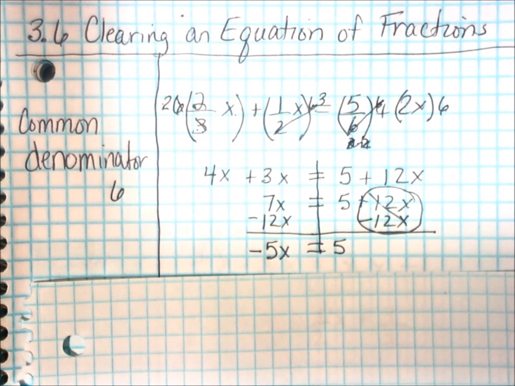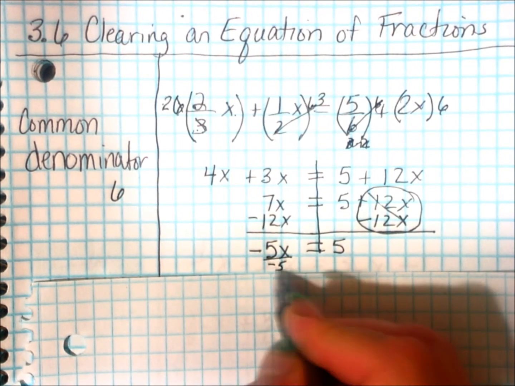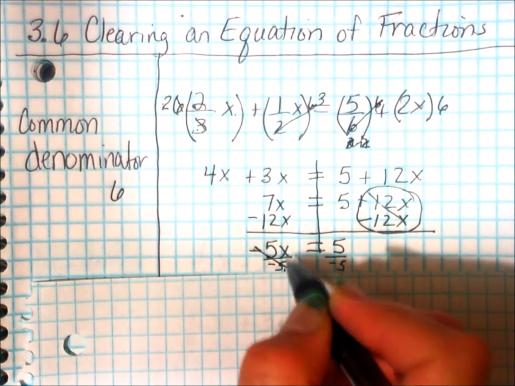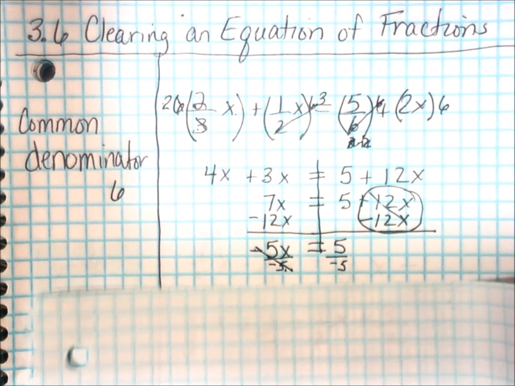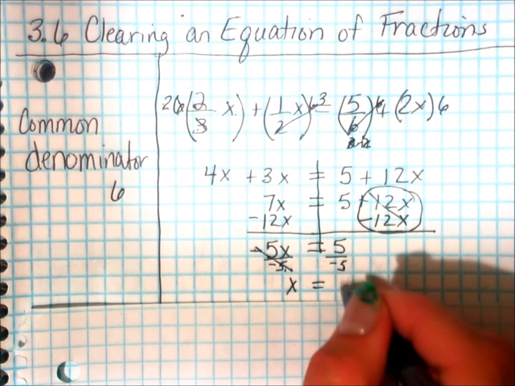Now I do addition, subtraction. No addition and subtraction. Then I do multiplication and division. Well, this is multiplication. Opposite operation says I need to divide. Negative 5 divided by negative 5 is 1, and I'm left with x on this side. 5 divided by 5 is 1. Positive divided by a negative is a negative.